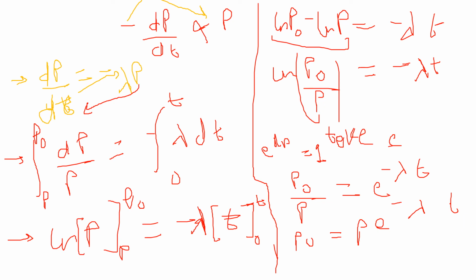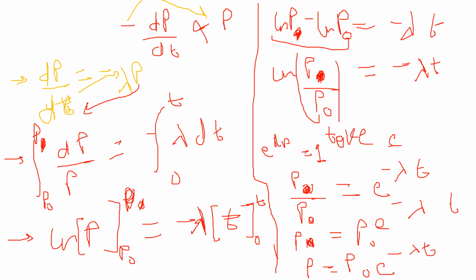Oh, actually I did a mistake. Actually it should have been P naught and this should have been P. So please correct this. This is going to be P and this is going to be P naught. That's a very silly mistake which I did. Now the equation will change to P equals to P naught e raised to the power minus lambda t.